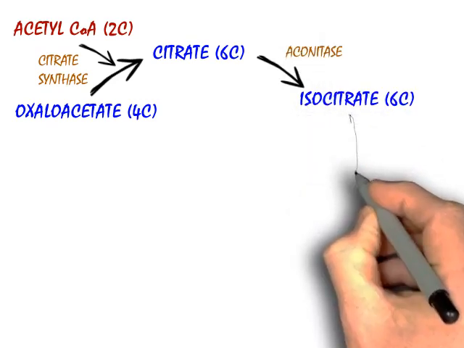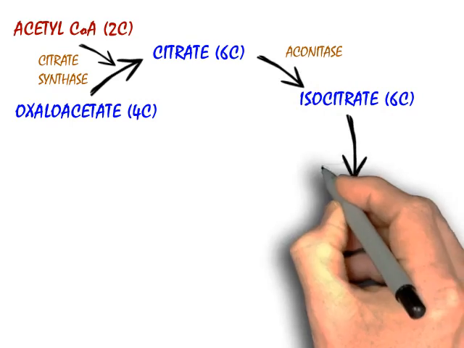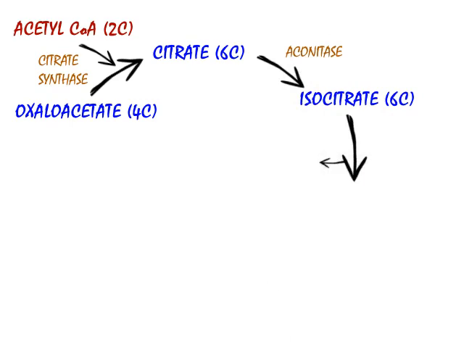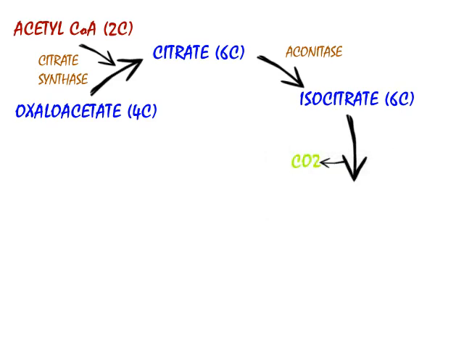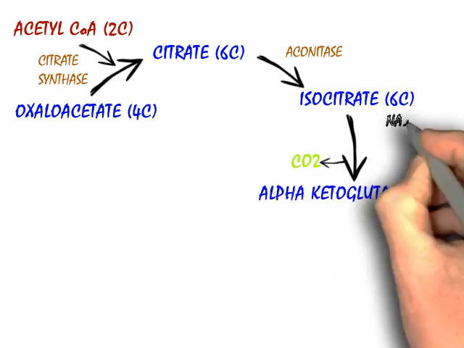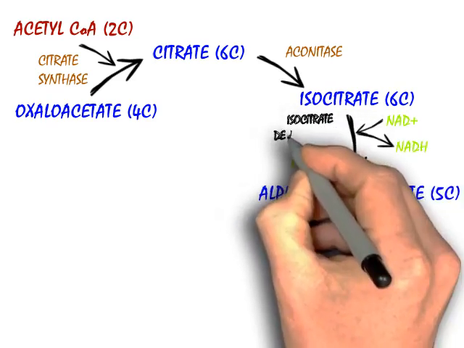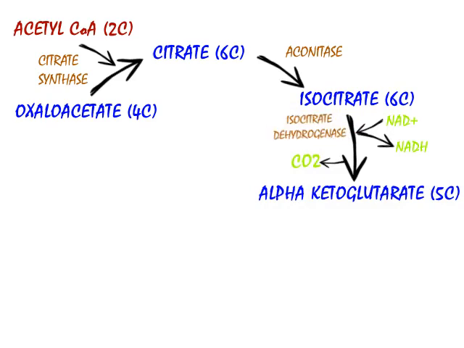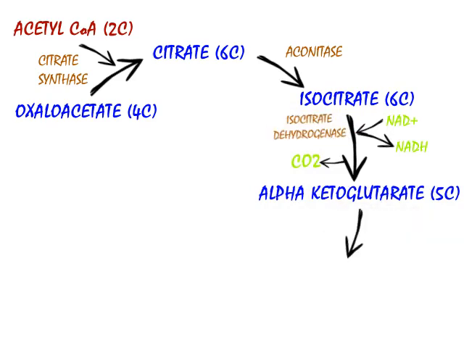Now in the third step, isocitrate is oxidized and releases a molecule of carbon dioxide, leaving behind a 5-carbon molecule, alpha-ketoglutarate. During this step, NAD+ is reduced to form NADH. The enzyme catalyzing this step is isocitrate dehydrogenase. This is an important enzyme because it is used in regulating the speed of the citric acid cycle.